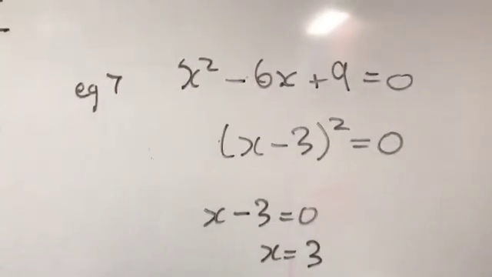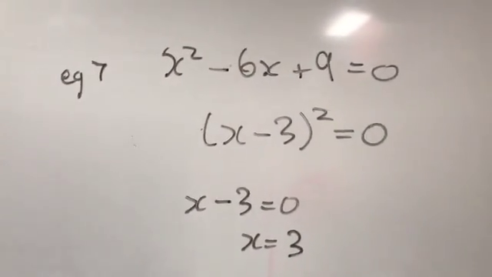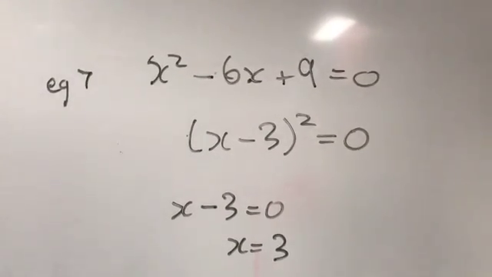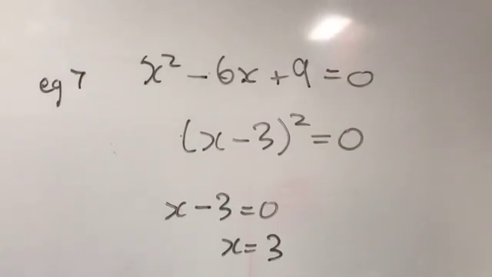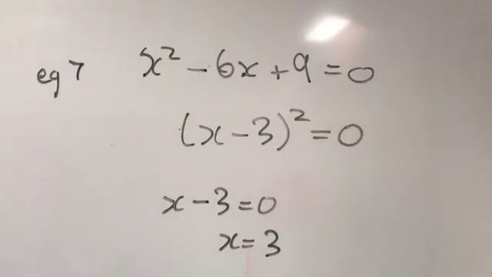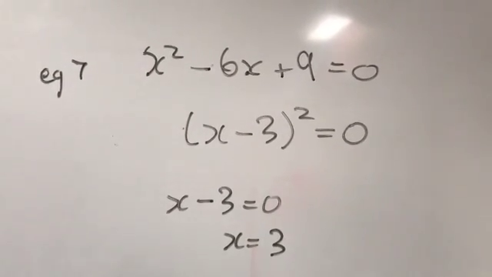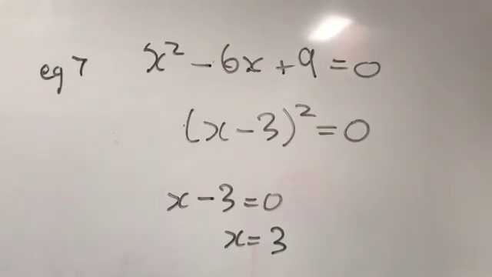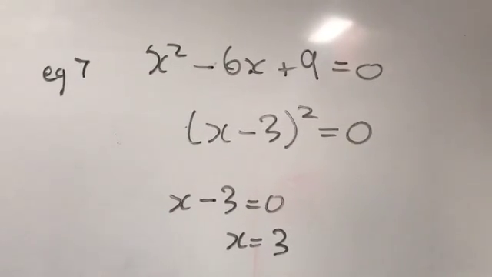And the last example up here is an example of a perfect square that we were using back in 7.5. So a perfect square there, we get x minus 3 all squared, and this one only has one answer because both of those brackets would give the same result of x equals 3.